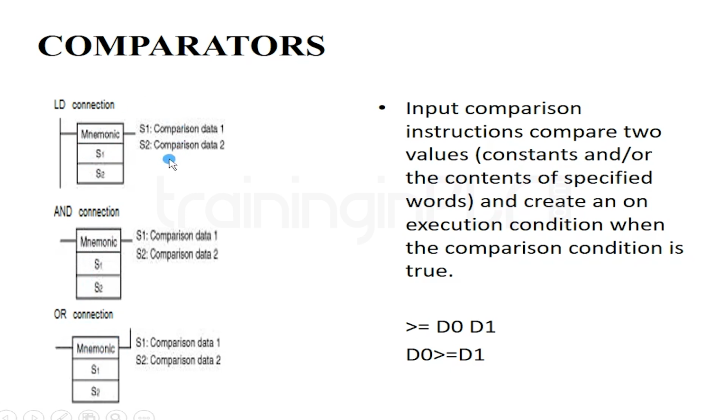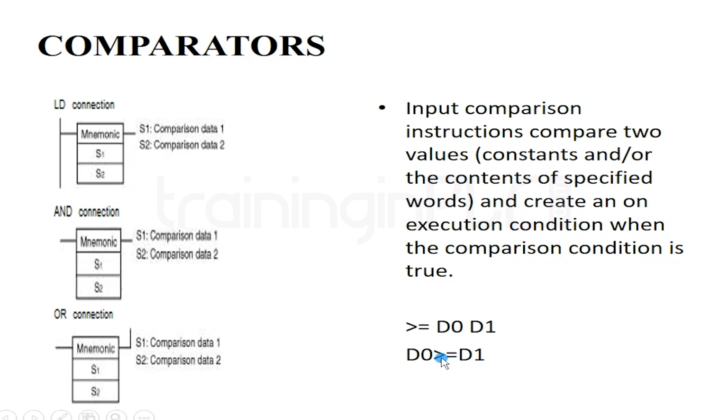So these are some parameters. For example, when you are comparing S1 and S2, you are taking S1 greater than or equal to S2. In that condition, whenever your S1 is greater than S2, the condition becomes true and you will get an output. This is the addressing format for comparators: greater than or equal to, space D0, space D1. This means that D0 is greater than or equal to D1.